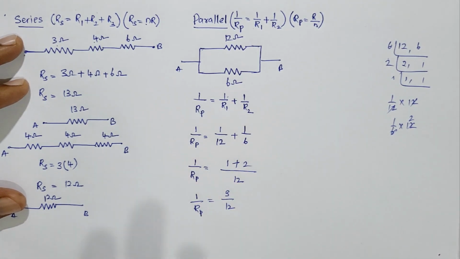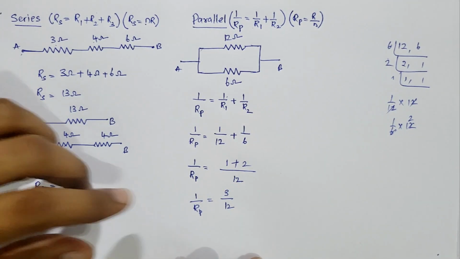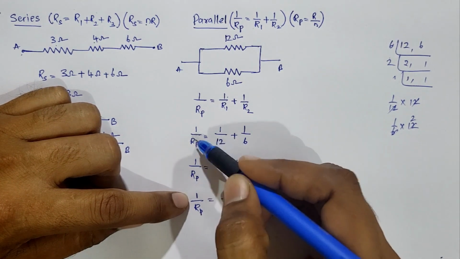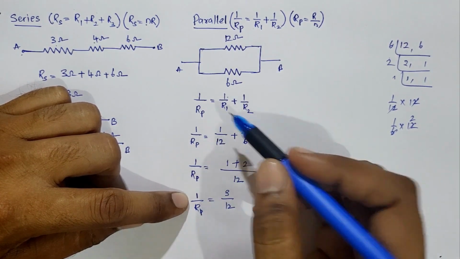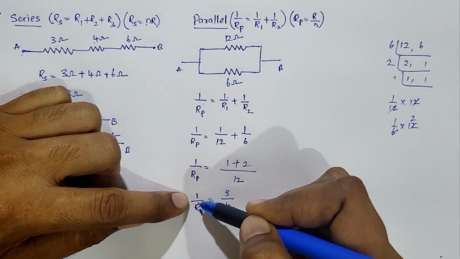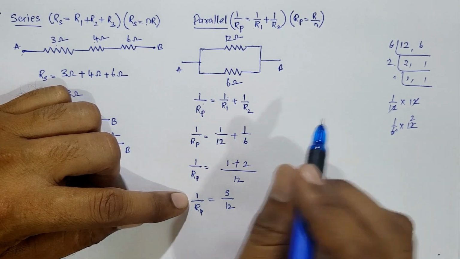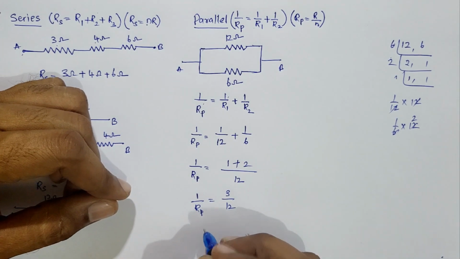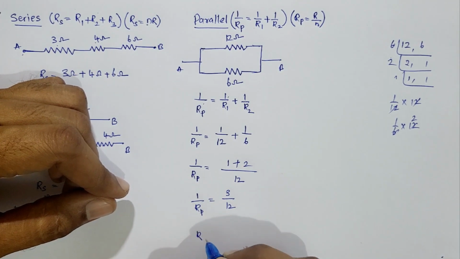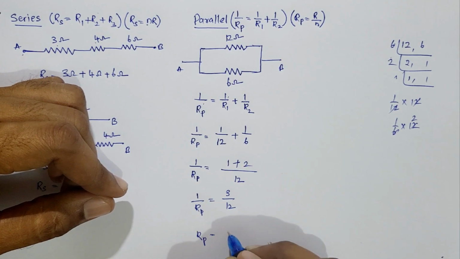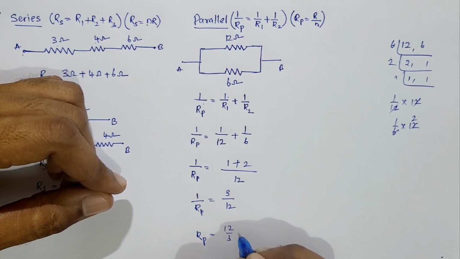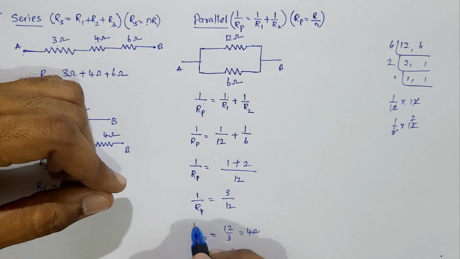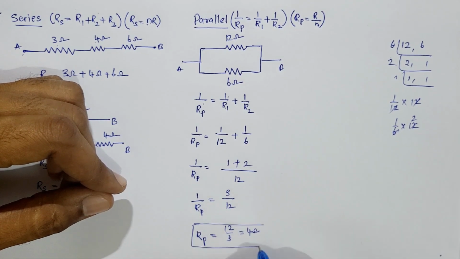Here children will make a mistake. They will forget that this is 1 by Rp. In every step they may not write 1 by Rp. They will forget to write it, and at the end they will write Rp is equal to 3 by 12 ohms. No. Here you have to reciprocate now. If you reciprocate, you are going to get Rp is equal to 12 divided by 3, that is equal to 4 ohm. 3 1s are 3, 3 4s are 12. Rp is equal to 4 ohm.